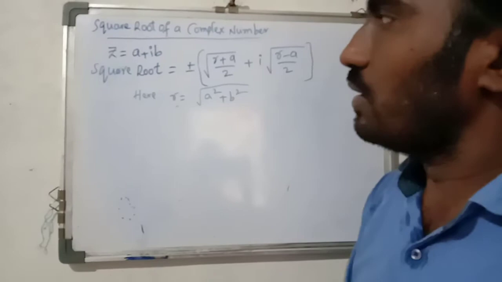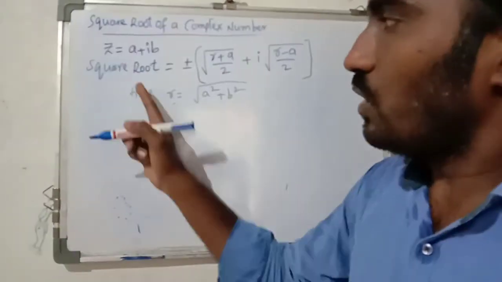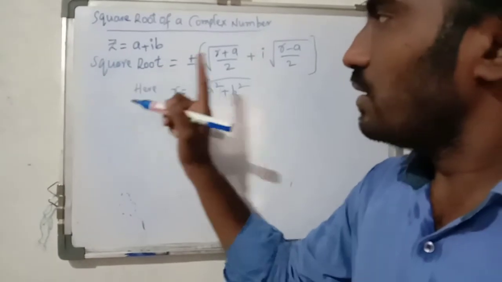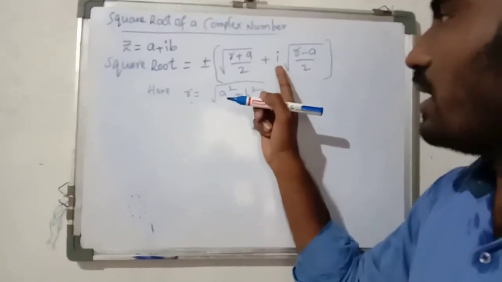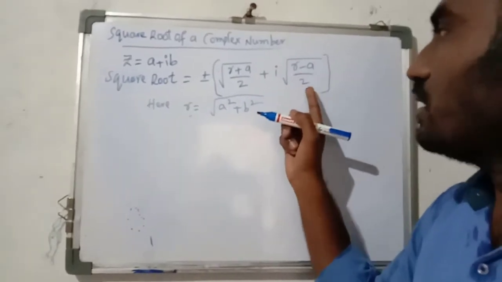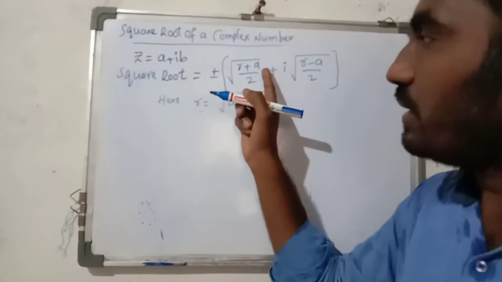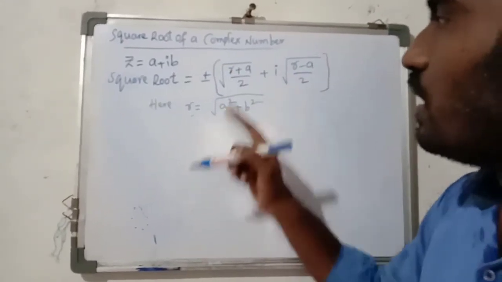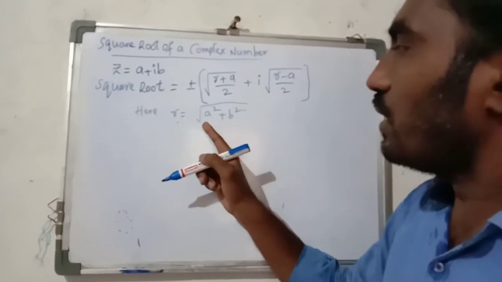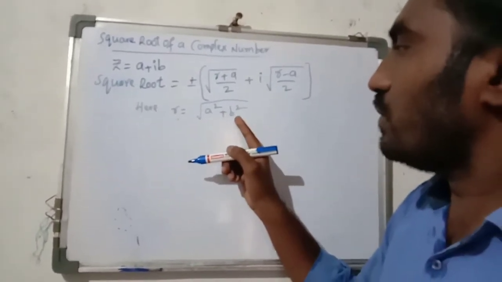Complex number. Let us take the given complex number as z equals a plus ib. Now the formula to find the square root is plus or minus under root of (r plus a) by 2, plus i into under root of (r minus a) by 2. This is the formula. Here r equals under root of a square plus b square.